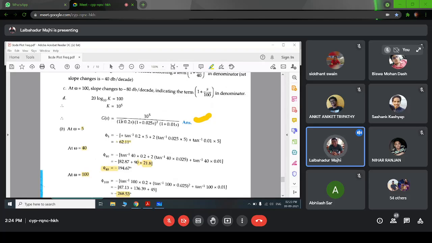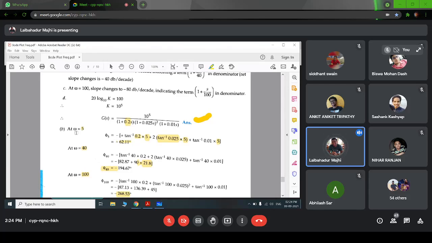All the poles in the denominator give minus angles, right? So the angle is minus tan inverse of 0.2 into omega, and omega is taken as 5. So 0.2 into 5, then for the double pole, 2 into tan inverse of 0.025 into omega, where omega is 5. So 0.025 into 5. Similarly, for the third one, tan inverse of 0.01 into omega, where omega is taken as 5. So the angle we are getting is minus 62.11 degrees.